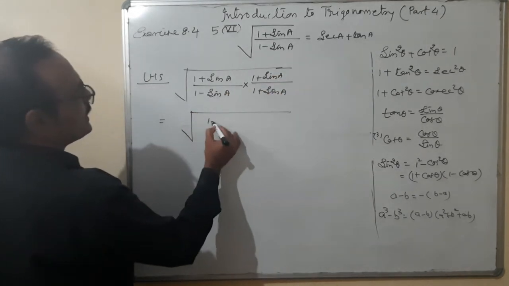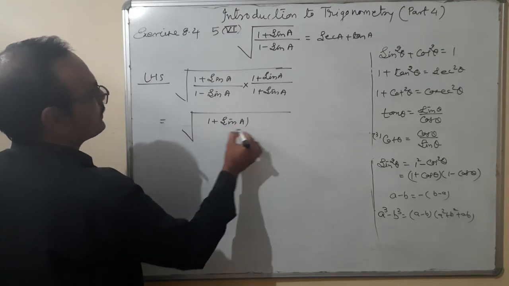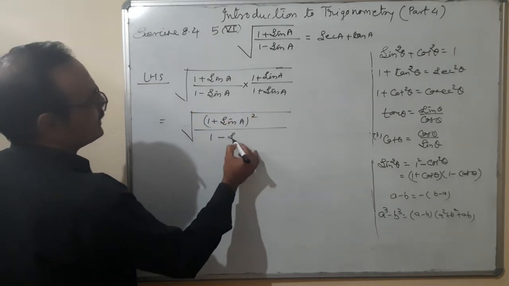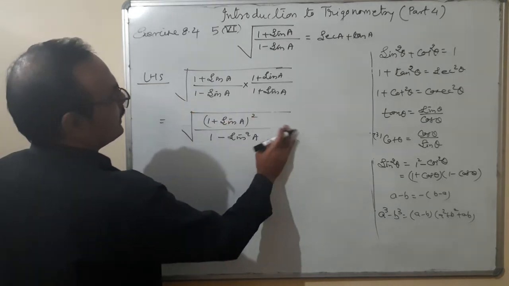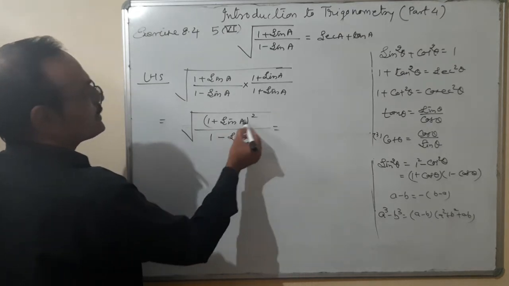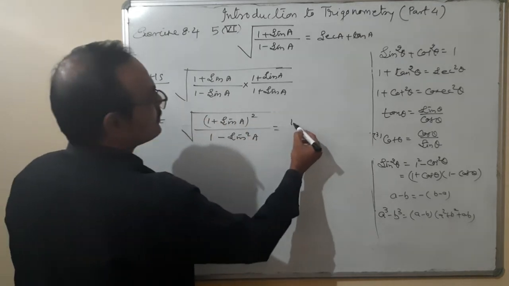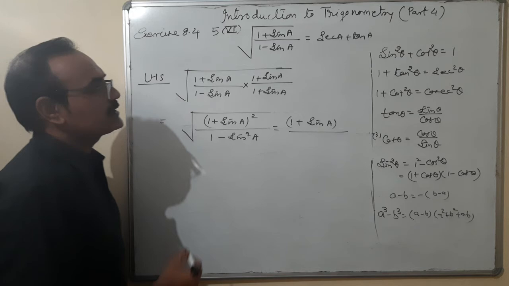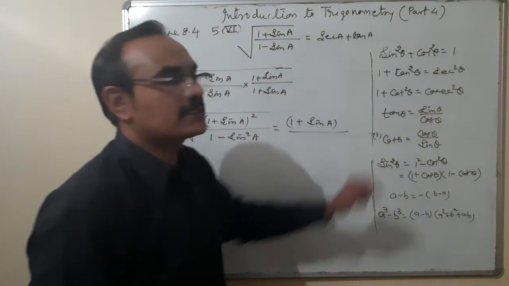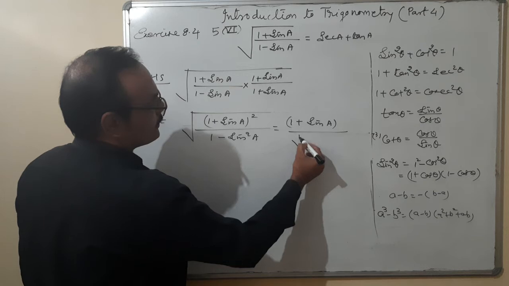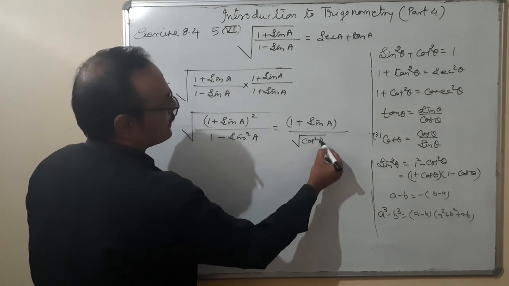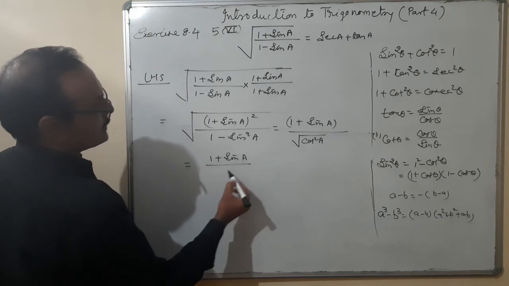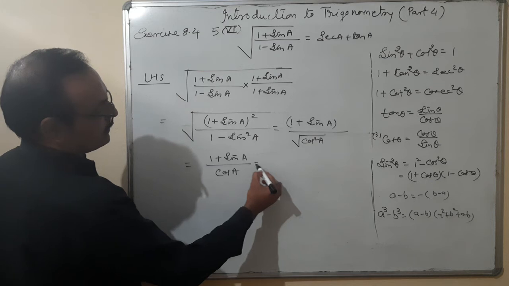1 plus sine A into 1 plus sine A is 1 plus sine A whole square. Upon the denominator, using the identity a minus b times a plus b equals a square minus b square, 1 minus sine square A. The square of 1 plus sine A will be cancelled by the root, so this term is free from the root and the square, upon 1 minus sine square A, that is cos square A, under root cos square A. So it is coming 1 plus sine A upon cos A.